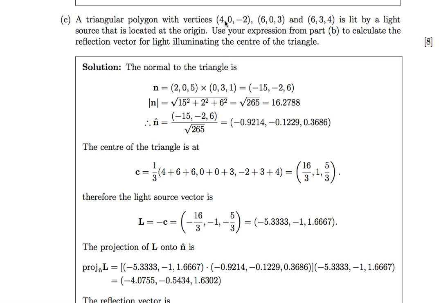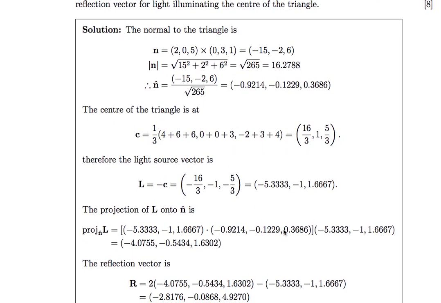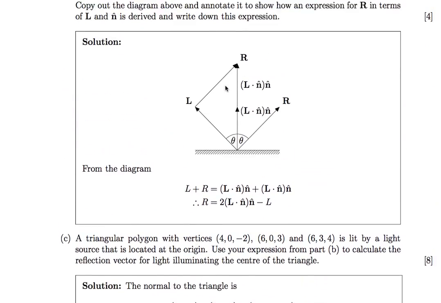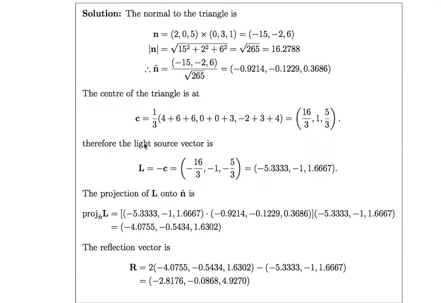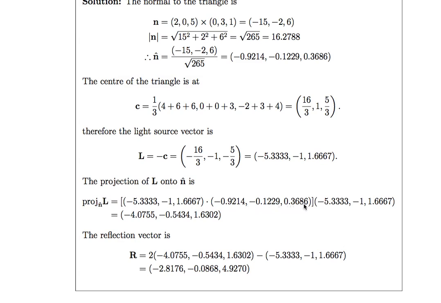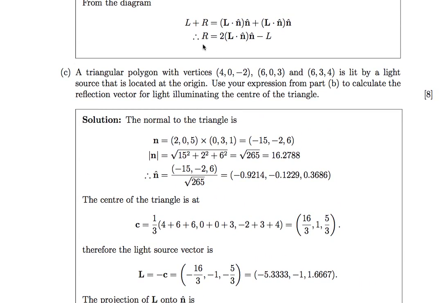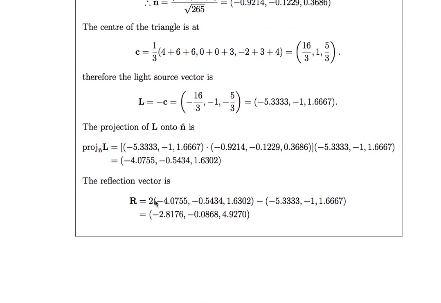For the centre of the triangle, simply add these 3 vertices together and divide by 3. That gives us the centre. The light source is at the origin, so the origin minus the centre gives us the L vector, which is there. Now if we project L onto N, just to recall, that projection of L onto N is L dot N hat times N hat. So this is L dot N hat multiplied by N hat, which gives us this vector. And then I just plug those into this formula here. So 2 lots of the projection minus L gives me the reflection vector there.